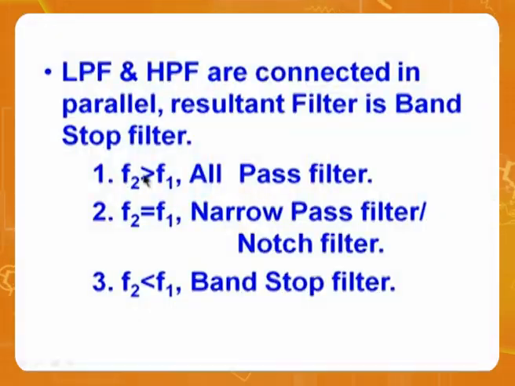If F2 is greater than F1, we get all stop. If F2 is equal, this narrow band filter is called a notch filter. If F2 is less than F1, we get the band stop filter. So these are the three possibilities with the same filter. I've already discussed 5 problems. Now the 6th problem comes.